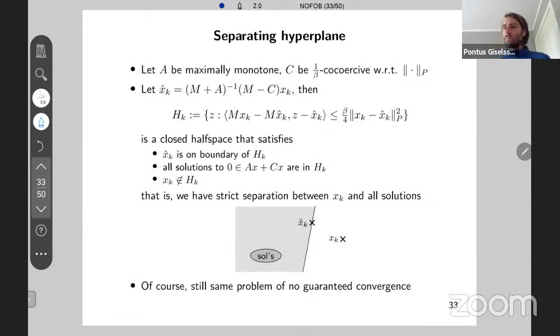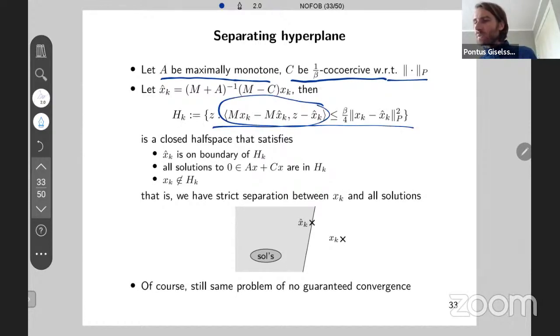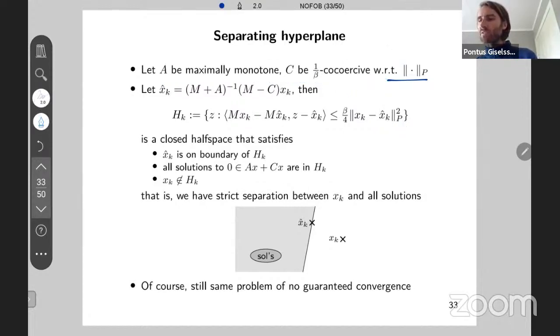And we have exactly the same property as for the pure nonlinear resolvents. So beyond maximal monotonicity of A, we assume that C is cocoercive with respect to some norm. We define a half space like this. We have the same thing here, but instead of less than or equal to 0, we have something that depends on the cocoercivity constant and the cocoercivity metric that C is defined in on the right-hand side. But given this half space, we have exactly the same properties. x hat k is on the boundary. All solutions of Ax plus Cx are inside H_k, H_k is this full thing. And the point of application x_k is outside. So again, we have strict separation between x_k and all solutions.